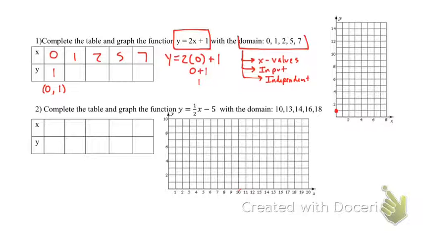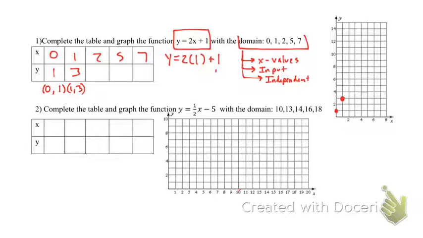All right, now we're going to do the same process by plugging in the number 1. So let me erase this work. So let's plug in the number 1 in for x. 2 times 1 is 2, plus 1 more is 3. So we now have 1, 3 I can graph. So that goes there, and then we repeat this process again.